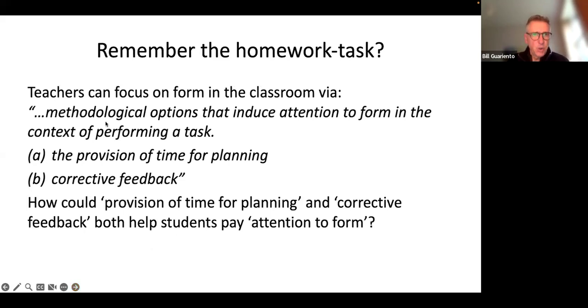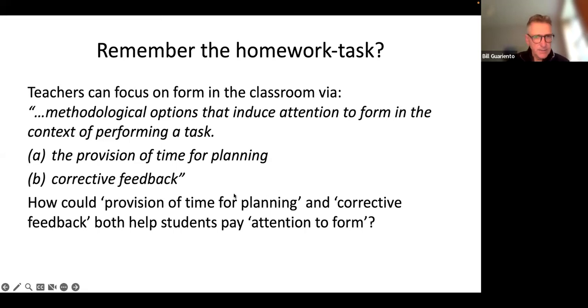Now, the homework task also said that teachers can focus on form in the classroom, via methodological options that induce attention to form in the context of performing a task. Okay, and somebody gave us a very good answer to what this means: the provision of time for planning and corrective feedback.